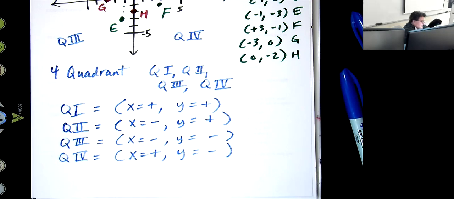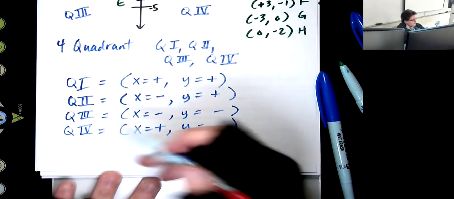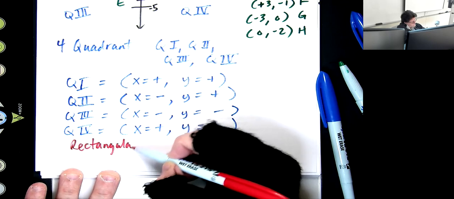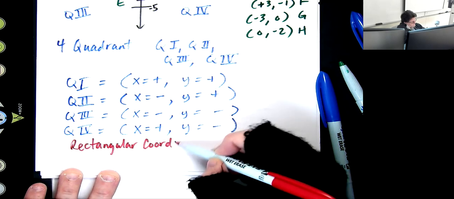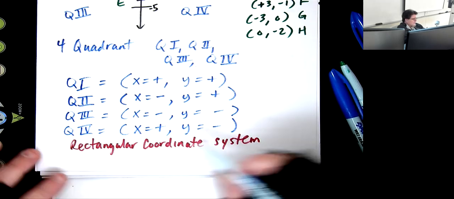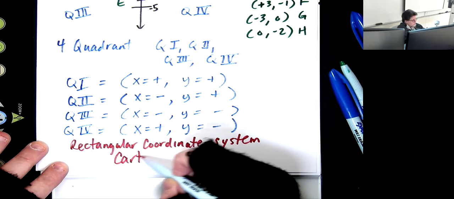That's just working on our unit system. This is called the rectangular coordinate system. It's also called the Cartesian coordinate system.